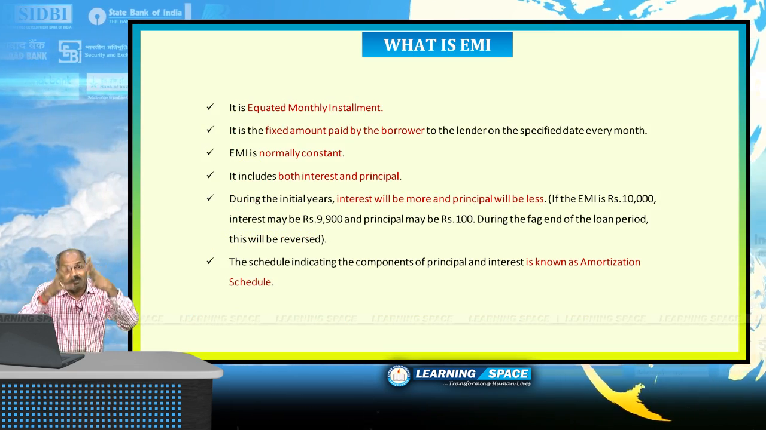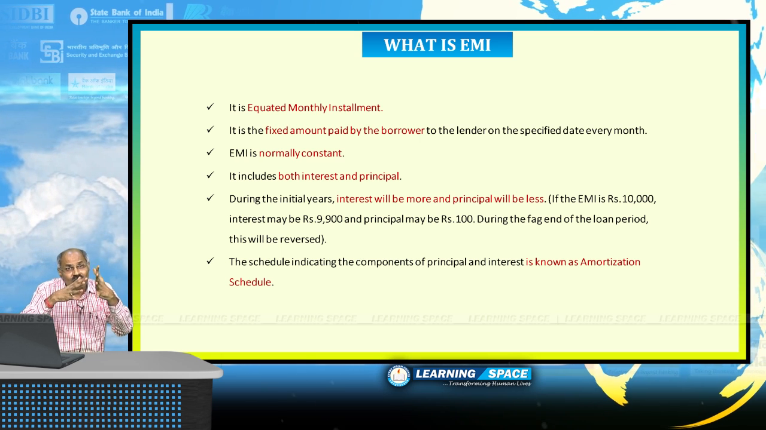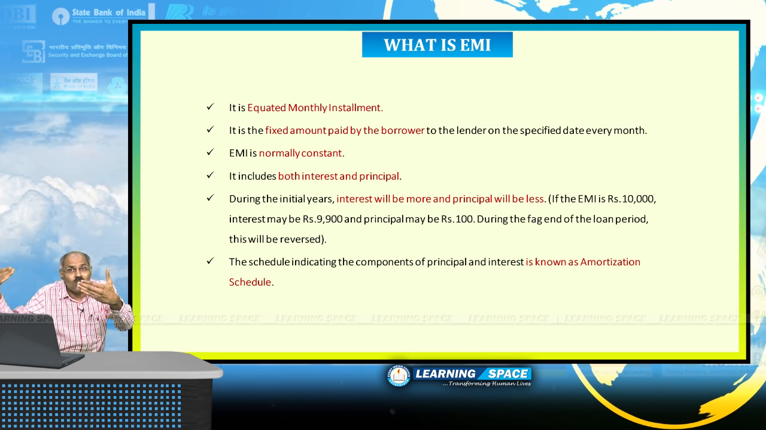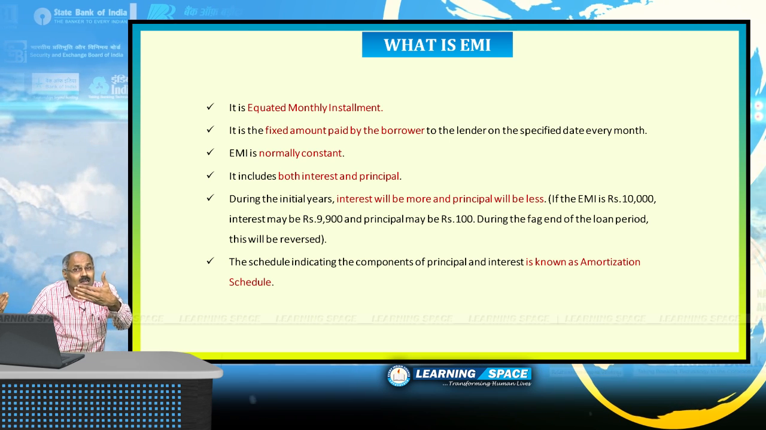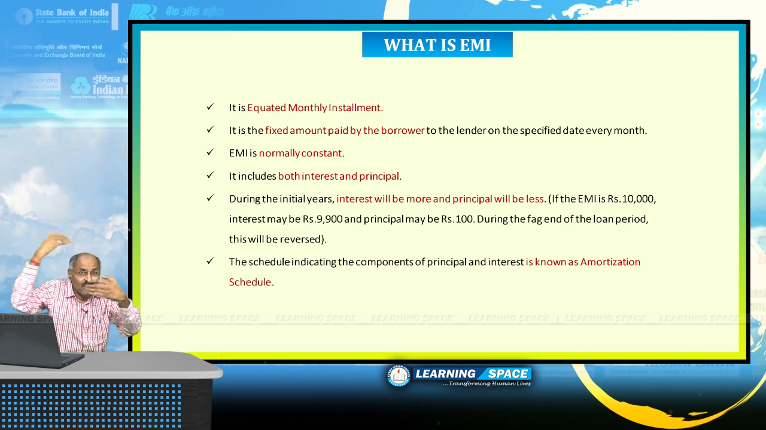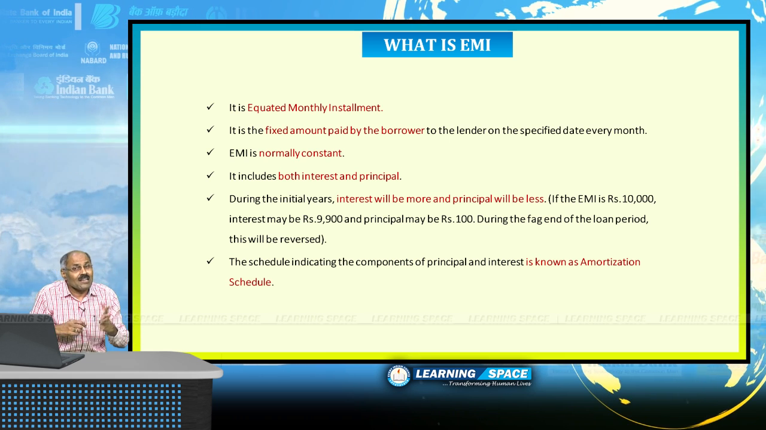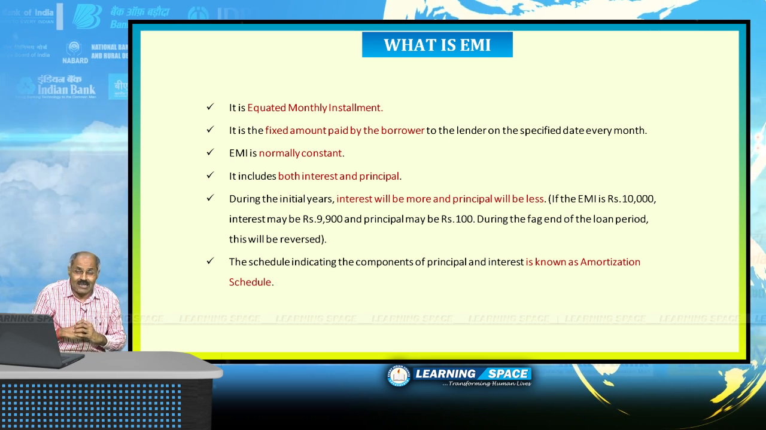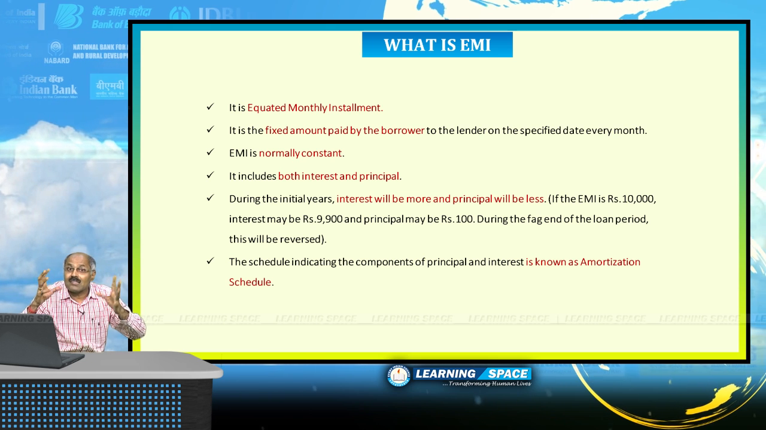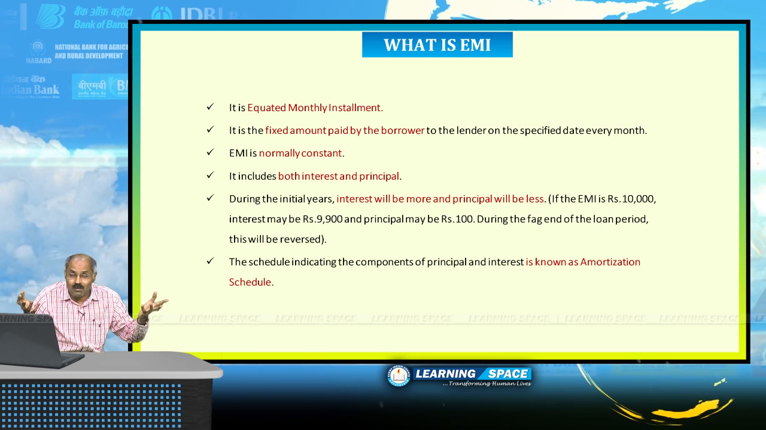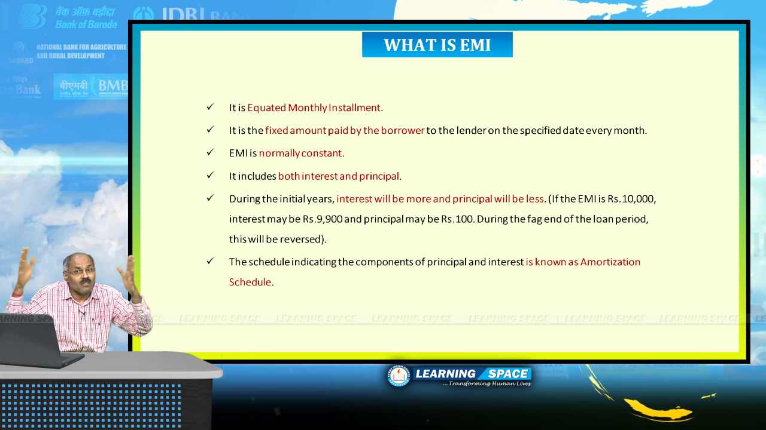EMI is equated monthly installment. It is a fixed amount paid by the borrower to the lender on the specified date of every month. EMI is normally constant. In the case of fixed interest rates, there is no problem. EMI will be constant, term will be constant.